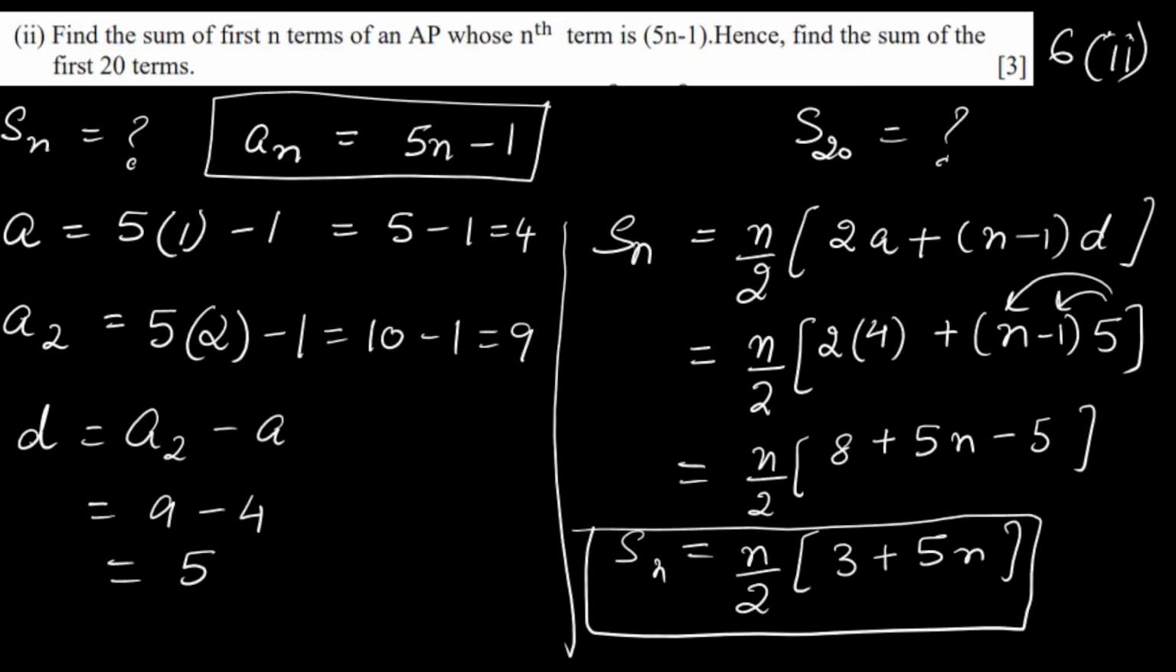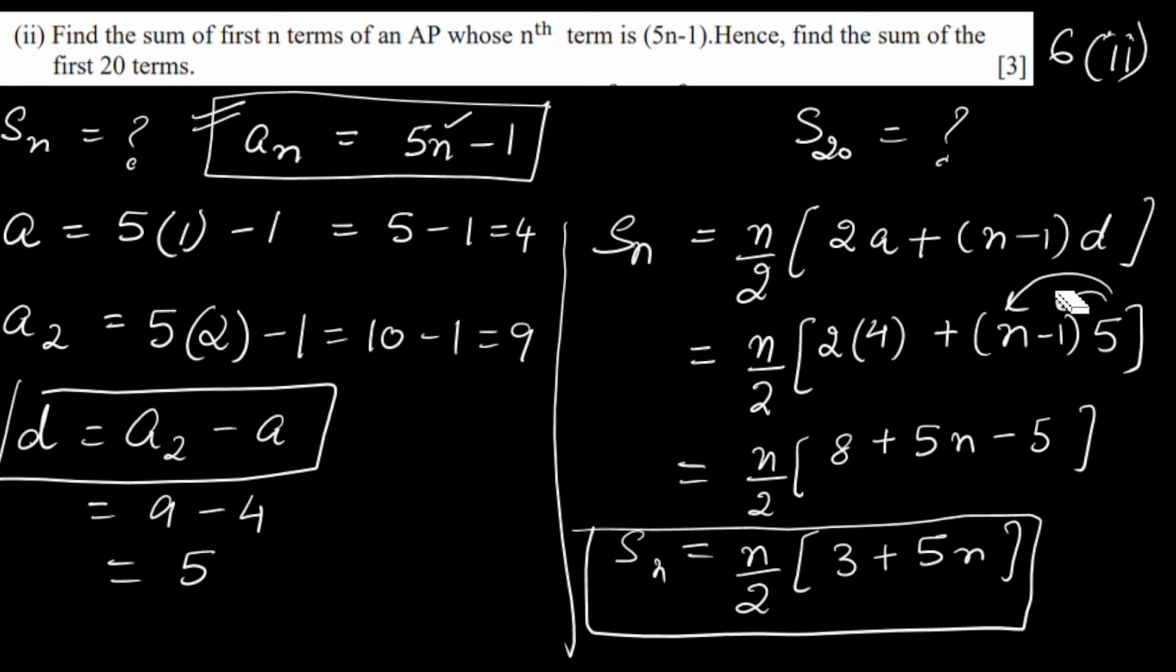Until now I'll just explain once again. One doubt is there. What is given to us in this question? Nth term is given to us. That means An is given to us. An is equal to 5n minus 1. Then we have to find Sn. First of all we found A by substituting the value of n as 1. Then we found the second term by substituting the value of n as 2. So A2 minus A we did and we got the value of D.